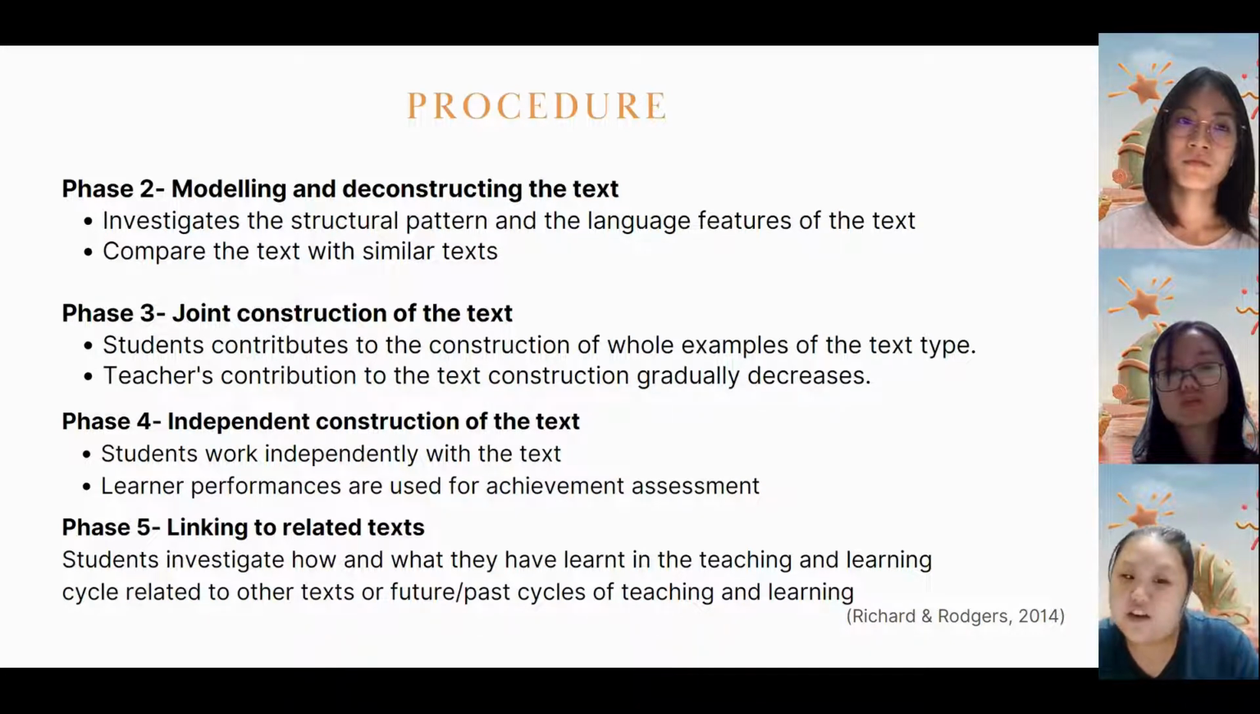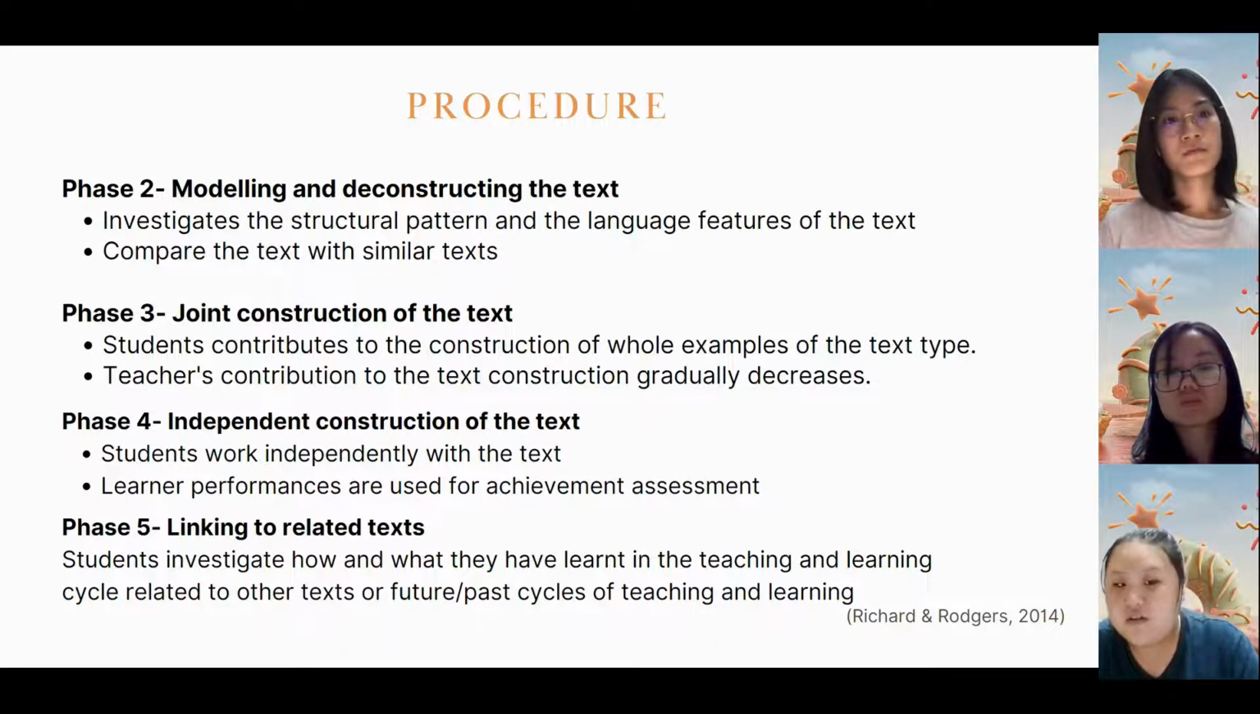Phase 5 is linking to related texts. This is when the students will investigate how and what they have learned in the teaching and learning cycle, which is the TLC, and relate it to other texts or the future and past cycles of teaching and learning.